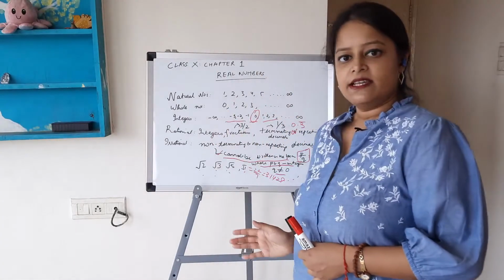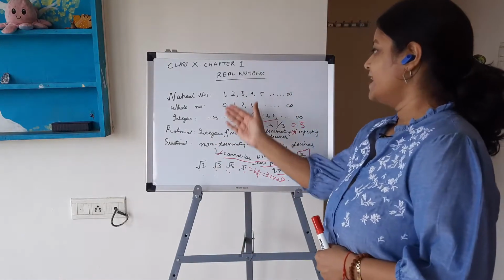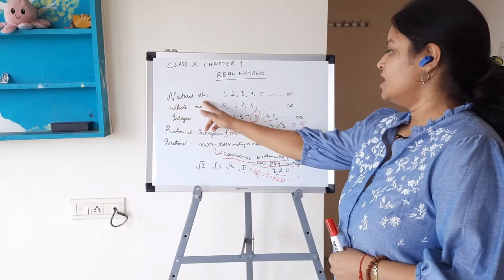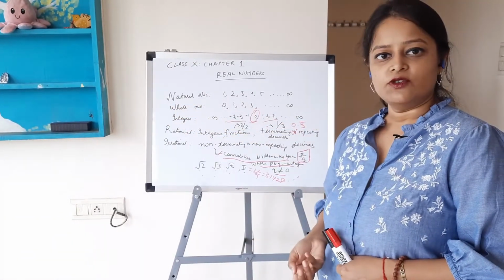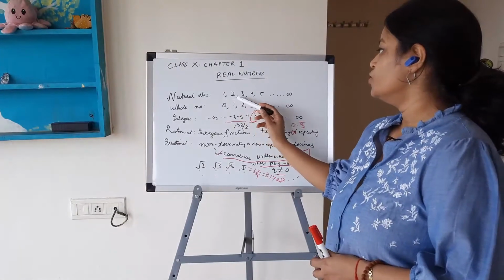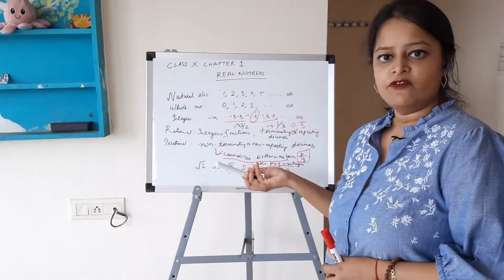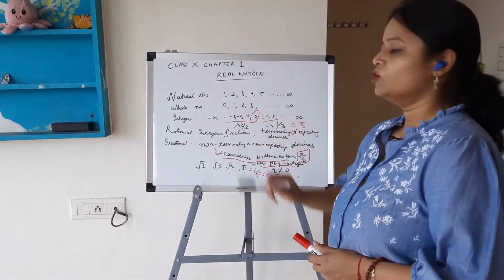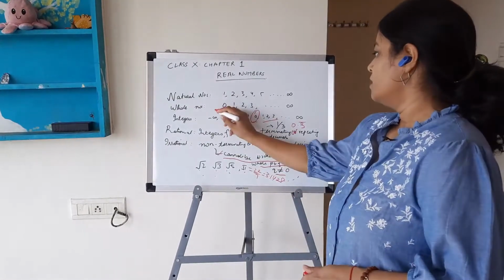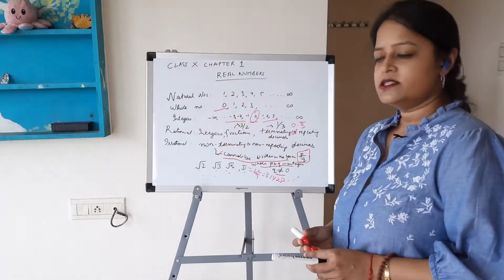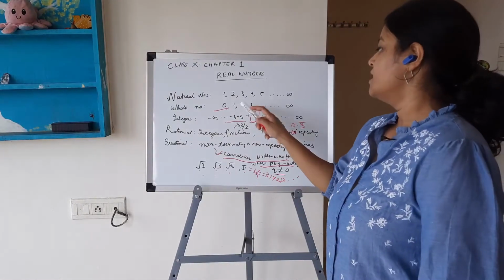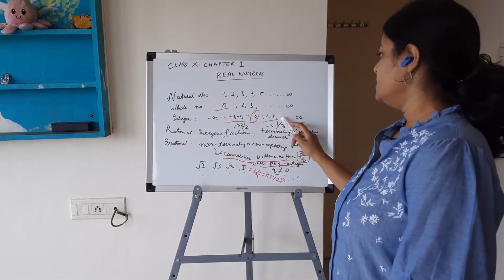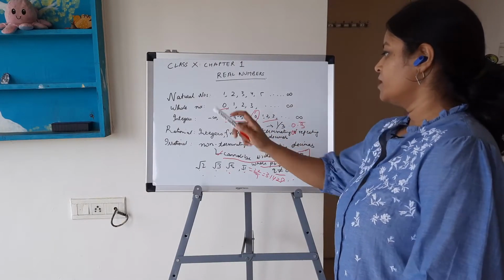So what I've presented here is the whole gamut of real numbers, right? First is natural numbers, which are the numbers which we use in our day-to-day lives: 1, 2, 3, 4, 5 up till infinity. Next is whole numbers, which also includes 0 here. Then we have integers, which includes negative numbers, 0, and these positive natural numbers.